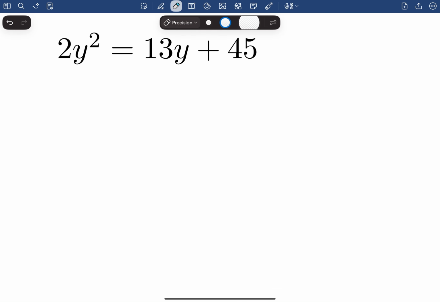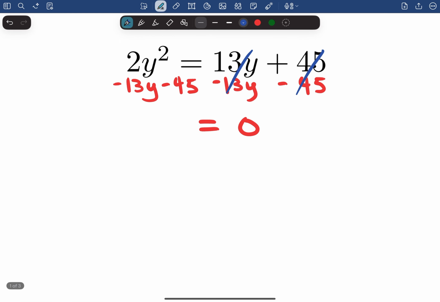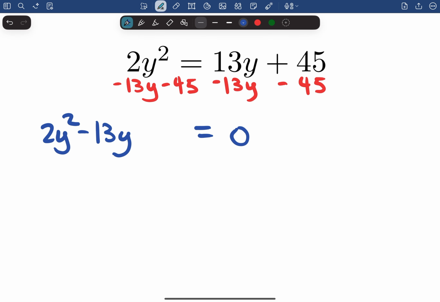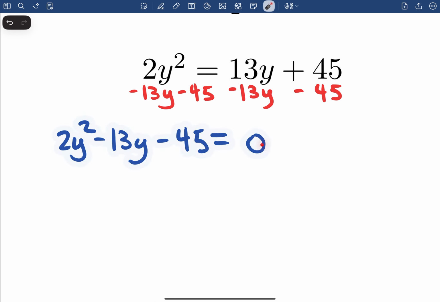First, I encounter 2y squared equals 13y plus 45. And the first thing to ask is, well, is it set equal to 0 in standard form? And the answer is no, it's not. So what I'll do is I will subtract 13y from the right-hand side to the left-hand side. And I'll also subtract 45 from the right-hand side to the left-hand side so that I can set this equation equal to 0 because these will cancel. And what I get is, well, 2y squared minus 13y minus 45 equals 0 now. Great, so this quadratic equation has been set equal to 0.